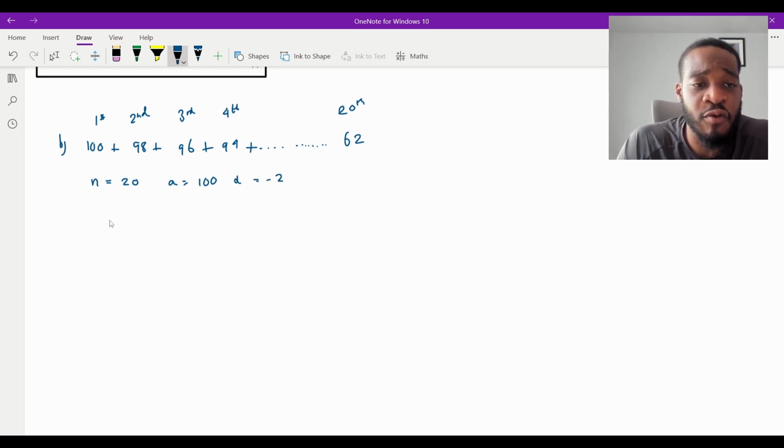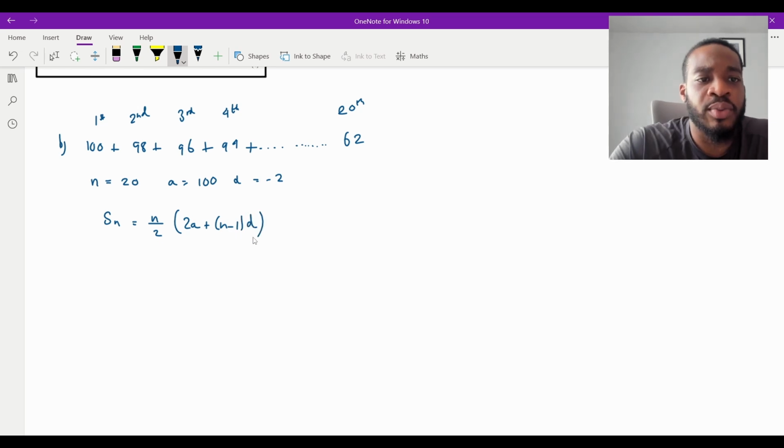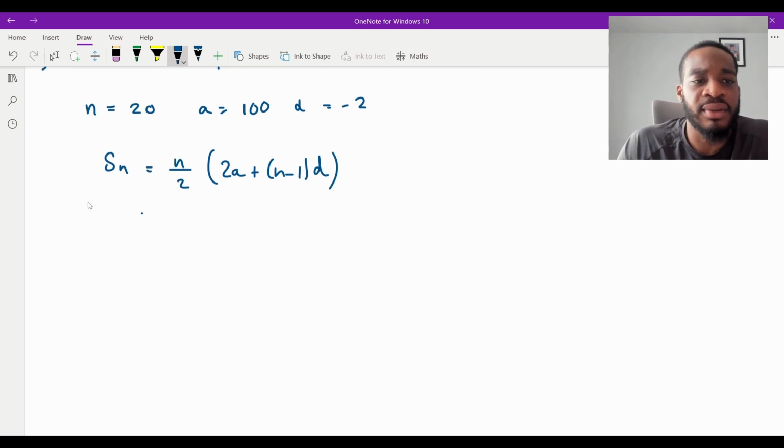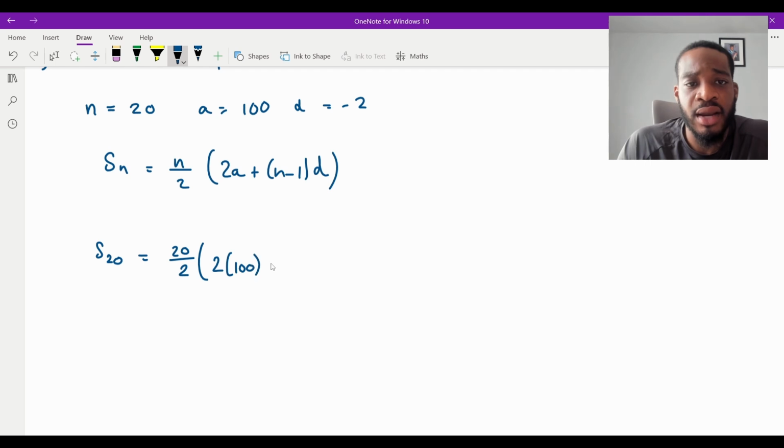So all we're going to use is the Sn formula, which is Sn is equal to n over 2, and then 2a plus n minus 1 d, isn't it? So plugging in everything we know, we can figure out what that is. So I'll do it here. It's going to be S20. This is going to equal 20 over 2, and it's going to be 2 lots of a, which is 100, plus n, which is 20.